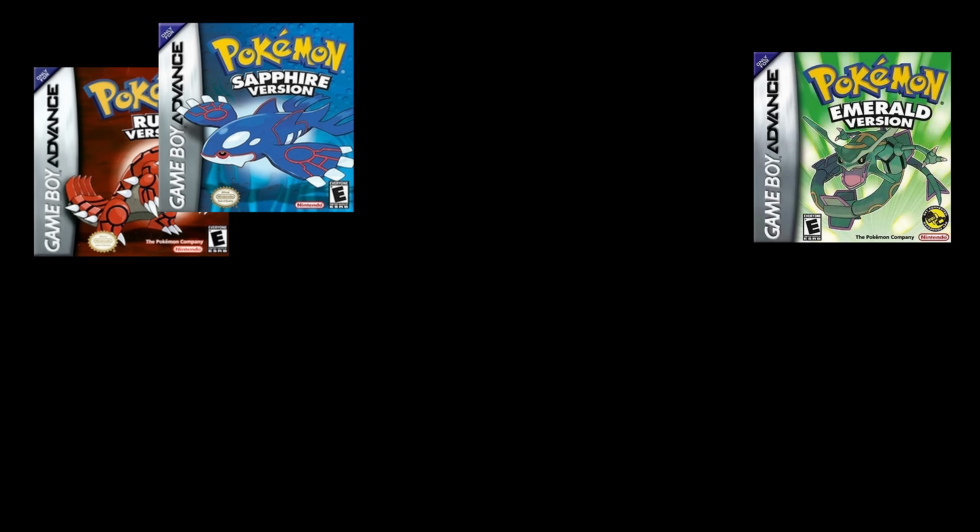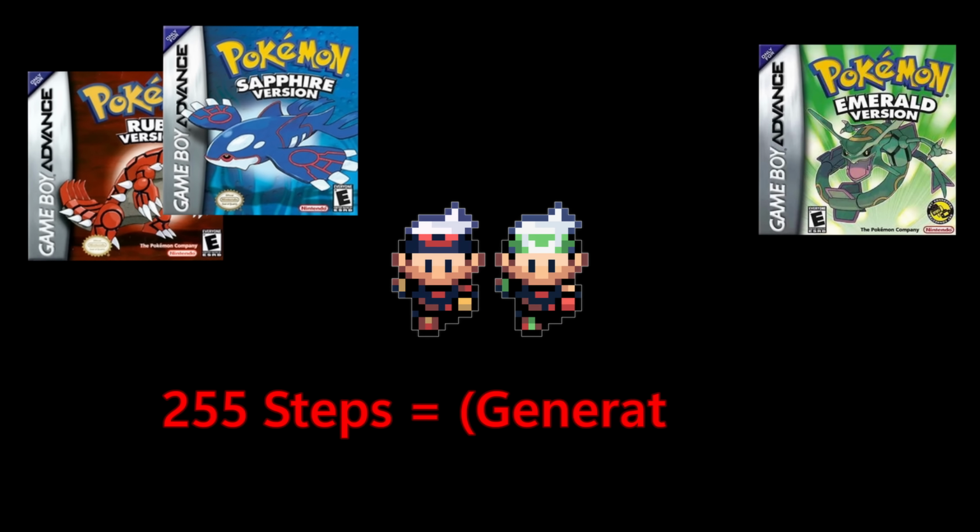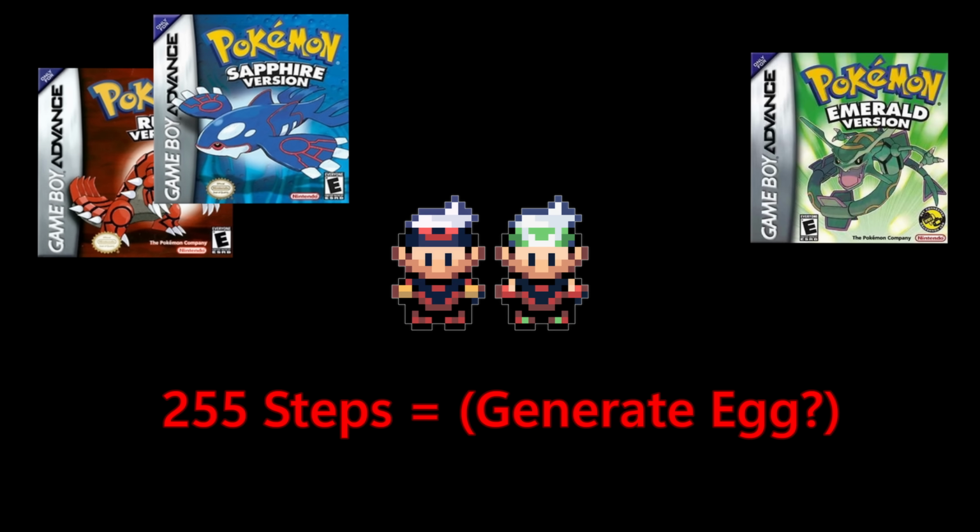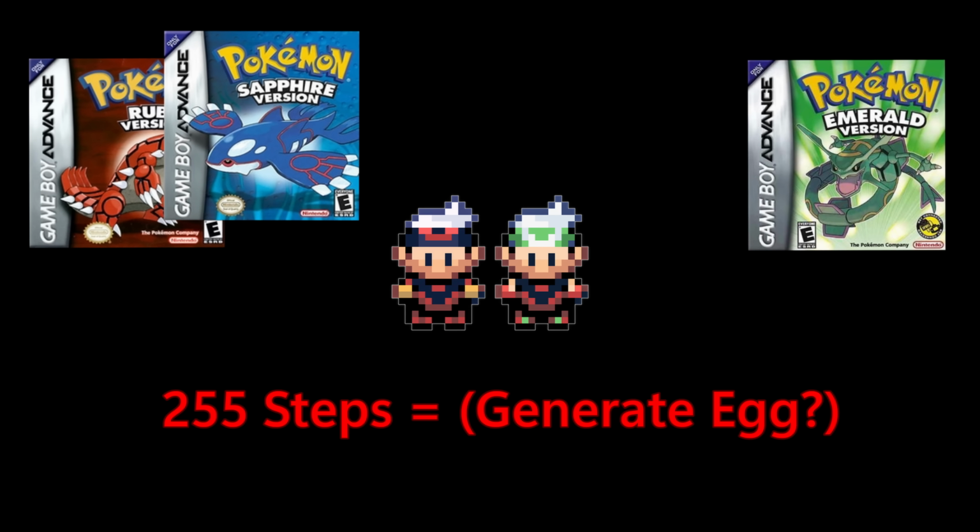The first thing we need to do is choose which game we need to breed Spinda in. There's actually a major difference between Ruby Sapphire and Emerald when it comes to egg generation. Both games use a 2-step process in which an RNG call is made to generate an egg every 255 steps, and then more attributes of the egg are determined once it's received by the player.